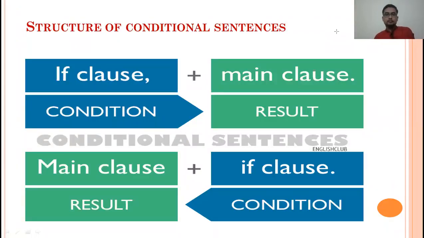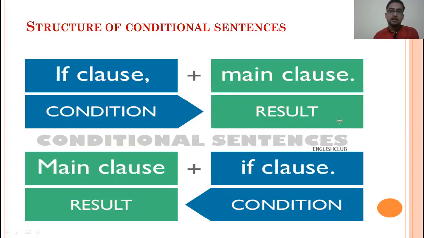So you see the structure of conditional sentences. If you minutely look at the slide, you'll find that conditional sentences are usually two parts. The first part is usually called the condition part, and the second part is the main clause. The first part is also called subordinate clause or condition clause, or it is also called the if clause, and the second part is called main clause or principal clause. So this is the condition and this is the result.